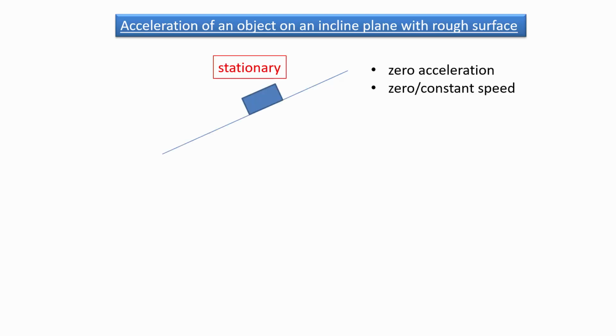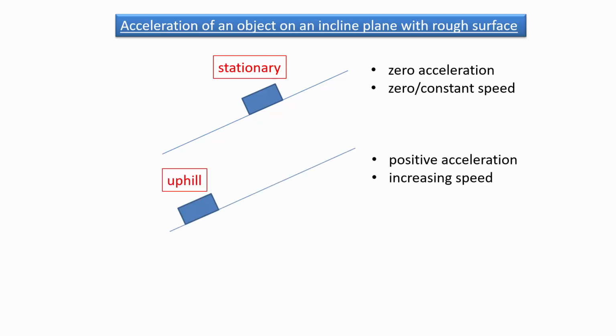Here's the first possibility. The object remains stationary because all the net forces are balanced. That means they are in equilibrium, and that means, of course, that there will be zero acceleration and either zero or constant speed for the object.